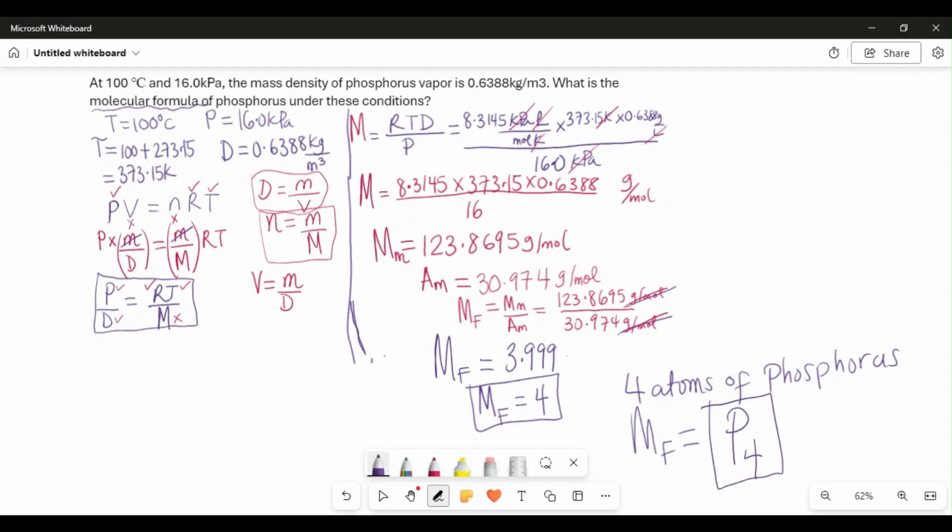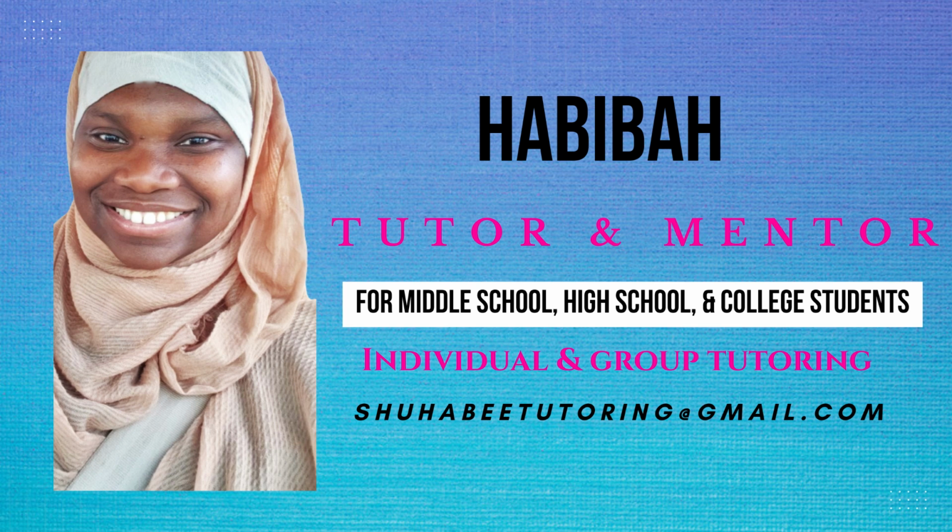You can see how complicated it looks, but you have to use your intelligence to be able to solve this. So hopefully this has been very easy for you.